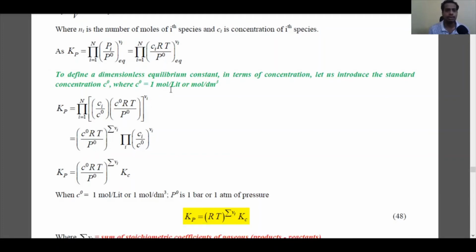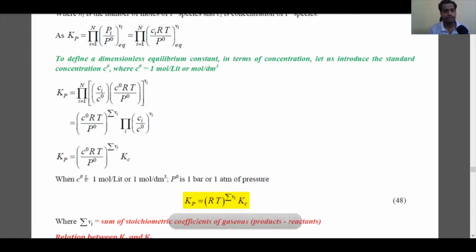There is C0 RT by P0. C0 is generally 1 mole per liter, and P0 is again a standard state pressure, that is 1 atmosphere or 1 bar of pressure. So if I substitute the values of C0 and P0, eventually this will be RT to the power sum over Vi, and this pi product operator of concentration will be called Kc, or equilibrium constant in terms of concentration. This pi product operator containing the concentration terms of products and reactants is called the equilibrium constant in terms of concentration. And as I mentioned, P0 and C0 will generally be 1.